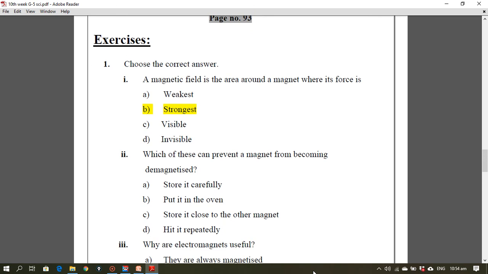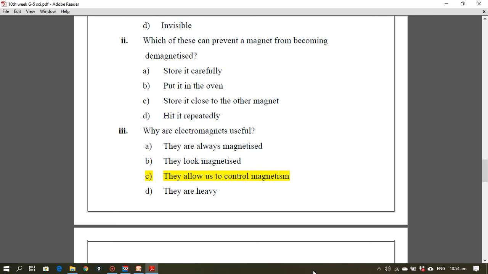Which of these can prevent a magnet from becoming demagnetized? Store it carefully. Put it in the oven. Store it close to other magnets. Heat it repeatedly. The answer is store it carefully. Why are magnets useful? They are always magnetized. They look magnetized. They are heavy. They allow us to control magnetism.